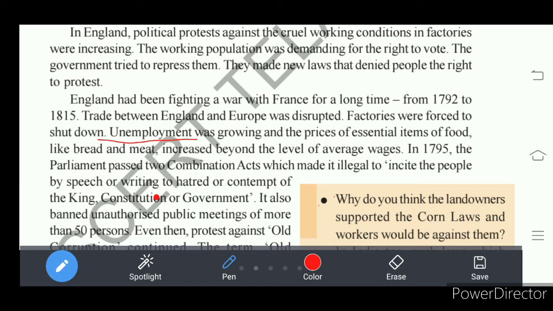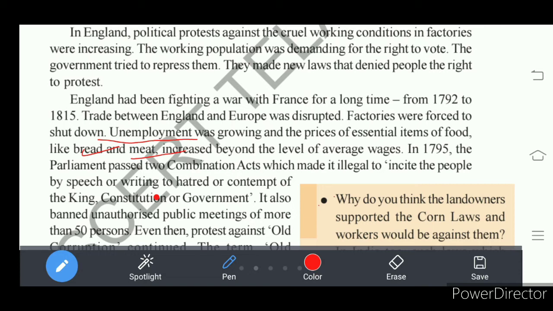Understand? When unemployment increased, they were not able to buy the basic food items, that is bread and meat, which are needed by them. Right? And these are essential for the people, bread and meat, right? Those are the basic needs of life. So these basic items, bread and meat, their prices were high. Those items' prices were very high. The workers were not able to buy the bread and meat with their poor wages.